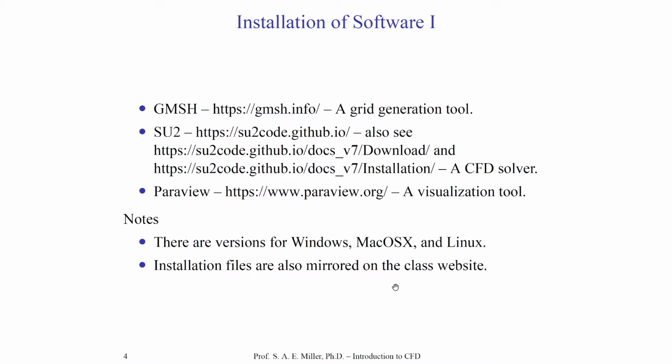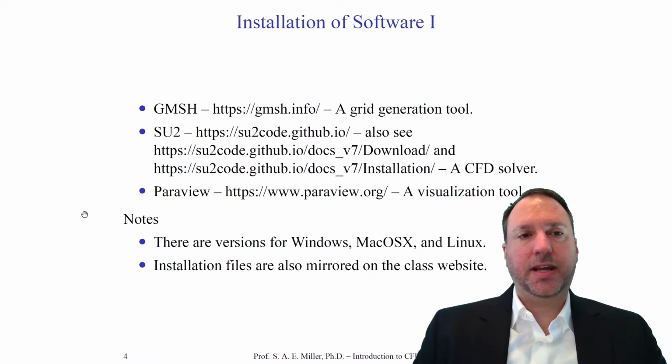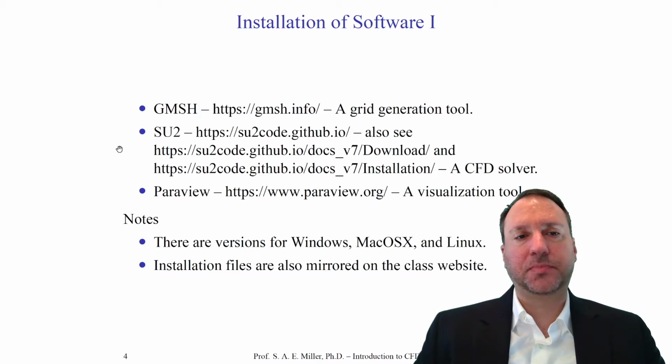Now, we try to mirror some of these installation files on our class website. If you can't find them there or you want the most up-to-date version, you'll have to go to the websites themselves, listed at the top of this page. The first is GMSH. That is our grid generation tool. You can simply go to this link here and you'll find installation instructions.